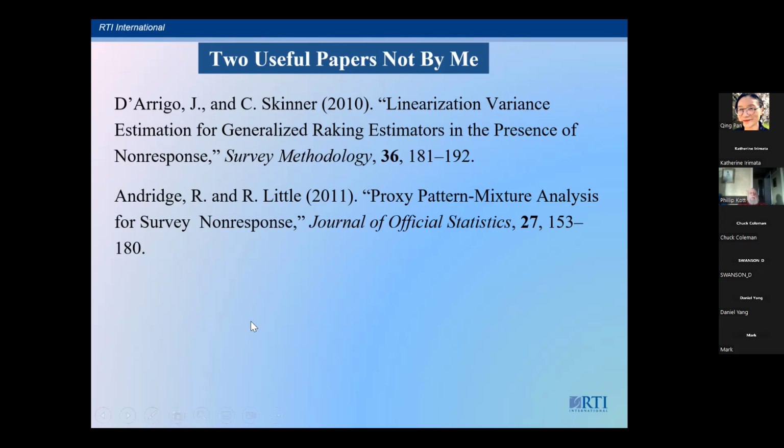These are two papers, not by me. You can't see the heading because there's something in the way. I don't know if it's in the way for you, but it's in the way for me. I can't see the heading. It says two papers, not by me.